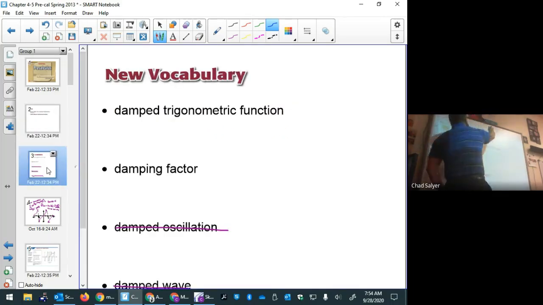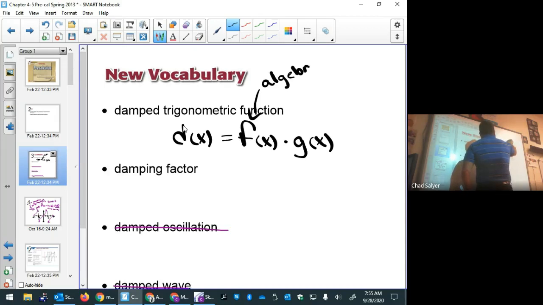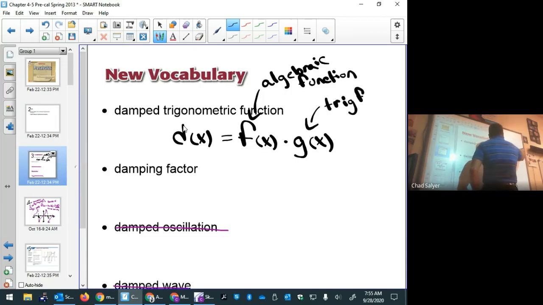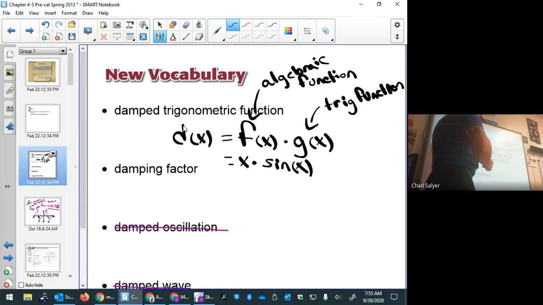So a damped trig function looks like this. Whatever it is, we'll call it d of x equals f of x times g of x. And f of x would be some algebraic function, and g of x would be some trig function. So, for example, x times sine of x. And the damping factor is just the f of x from that.